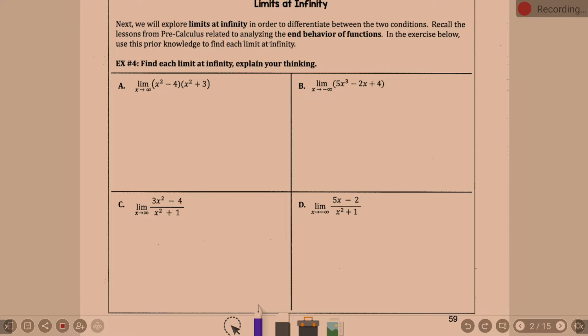Okay, so we don't have to FOIL this out, but you have to look and analyze that if we FOIL this out, what do you know? It's x to the fourth. X to the 4th is the highest term, yes? What does that look like? Okay, so we're going to talk about that.